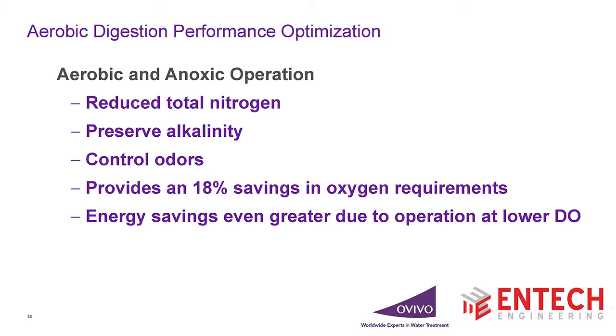Theoretically, you save 18% of the oxygen or energy because of less oxygen. And quite frankly, you save more than that because you're going to run at a low DO. You're actually going to save more energy than the oxygen savings because of that. So it becomes quite an energy efficient process. So these are the reasons that we look to do this. Next slide.